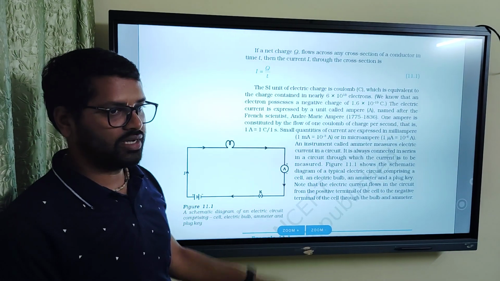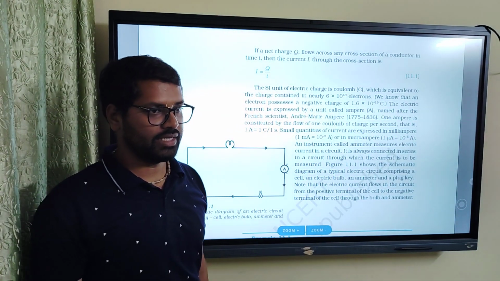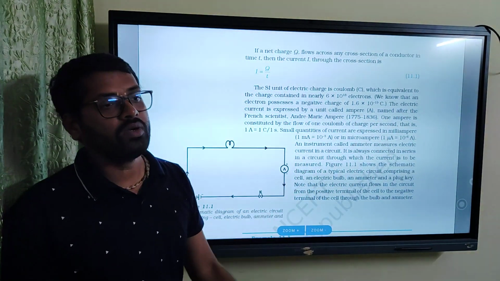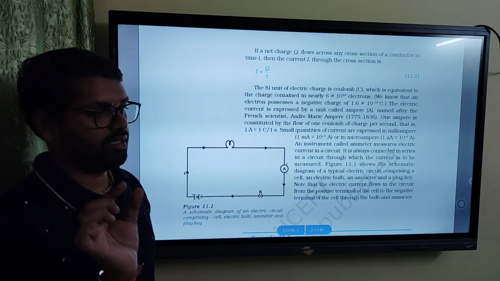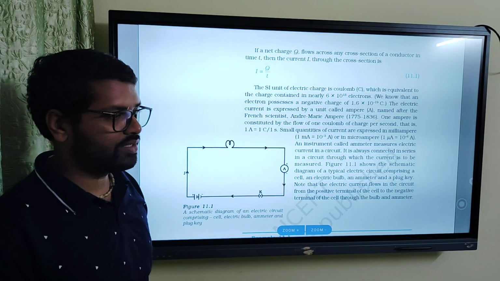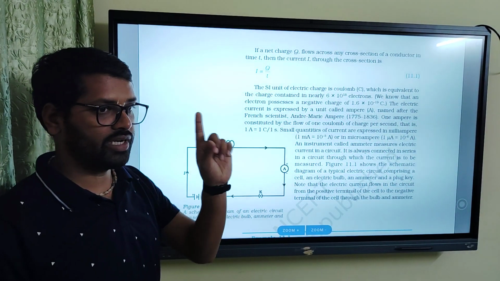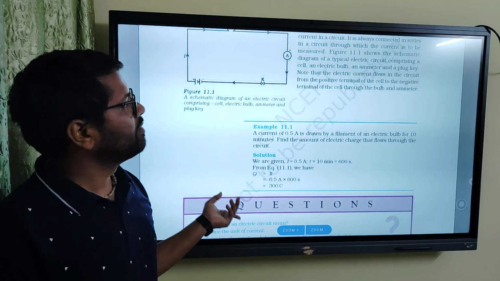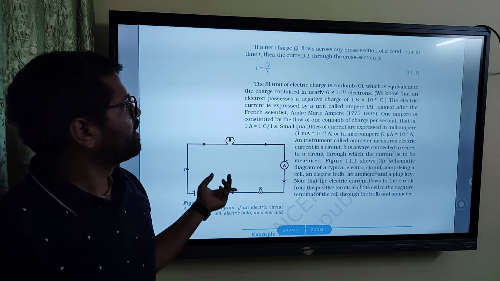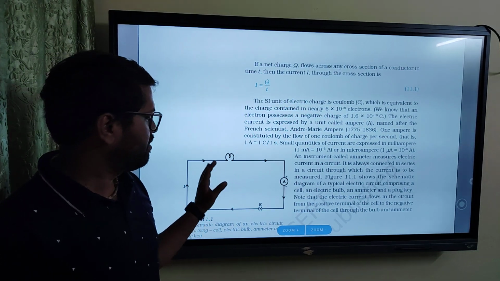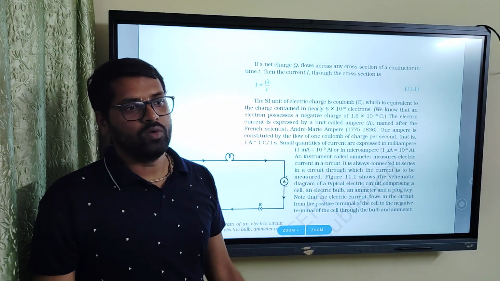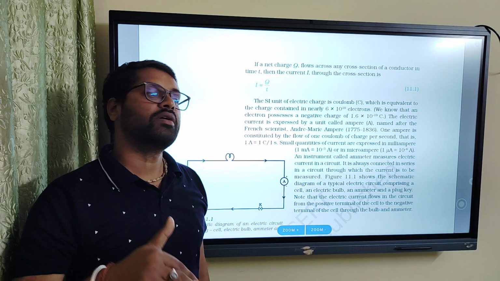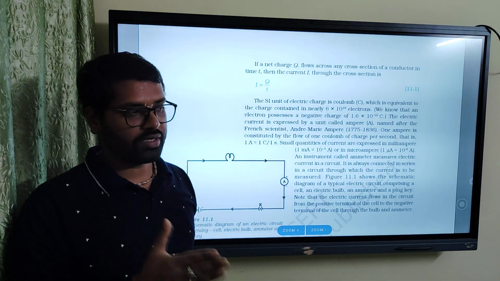Then we have seen what is charge. Charge is Ne, that is the number of electrons into the magnitude of charge. And what is the magnitude of charge of one electron? 1.6 into 10 power minus 19 coulomb.